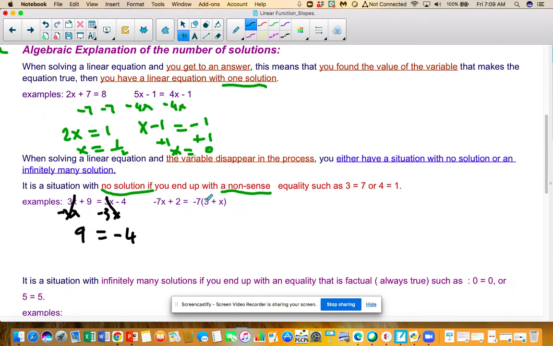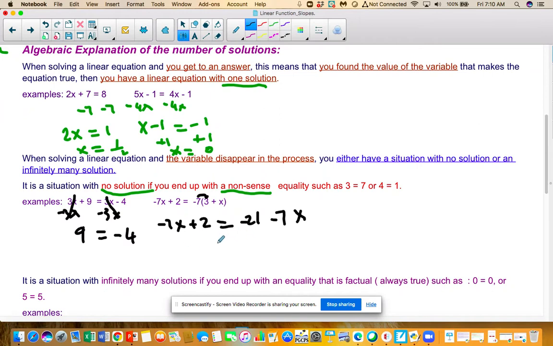Now, notice if you started with variables on both sides, make sure that you simplify each side before you decide to move the variable. So I'm going to leave the left side as it is because that part is already simplified. And on the right side, I'm going to use the distributive property to multiply negative 7. So negative 7 times 3, that's negative 21. And negative 7 times x, that's minus 7x.